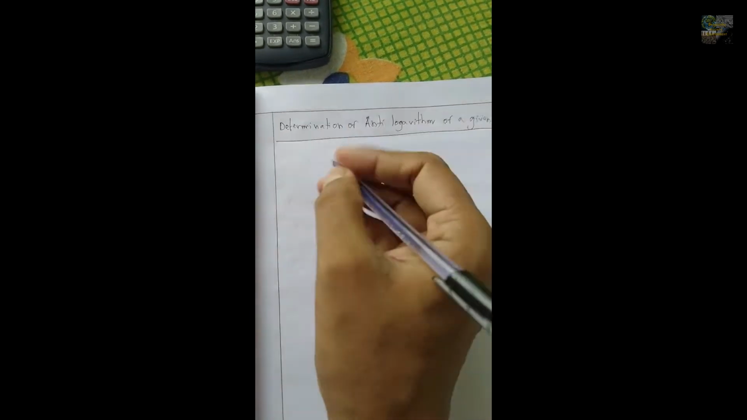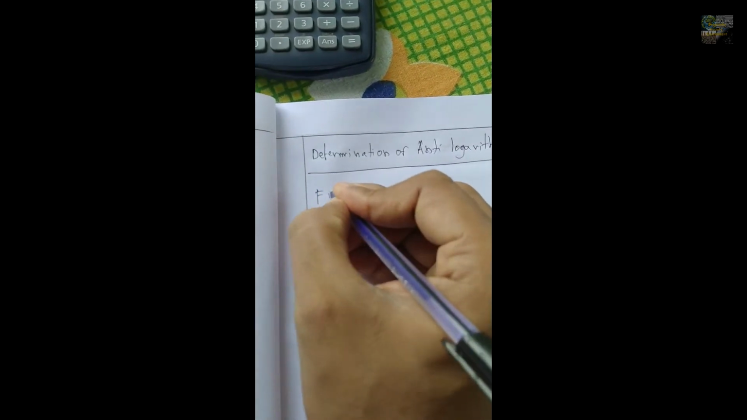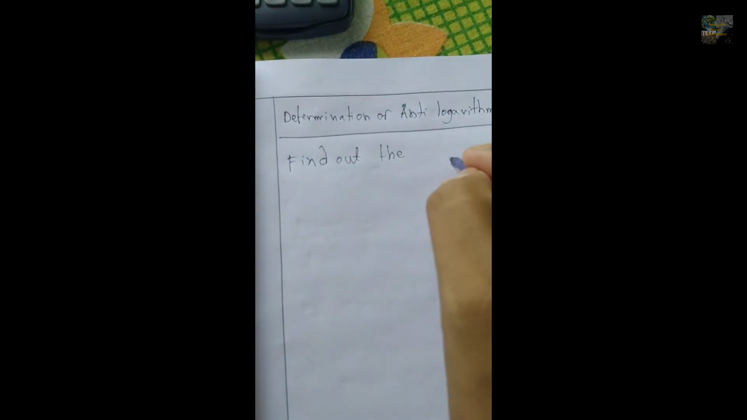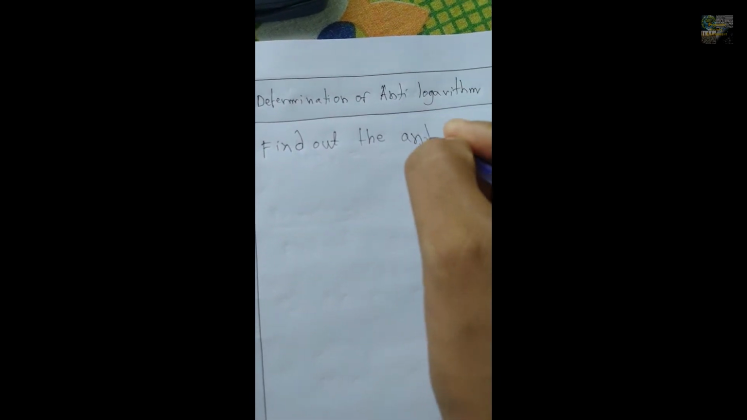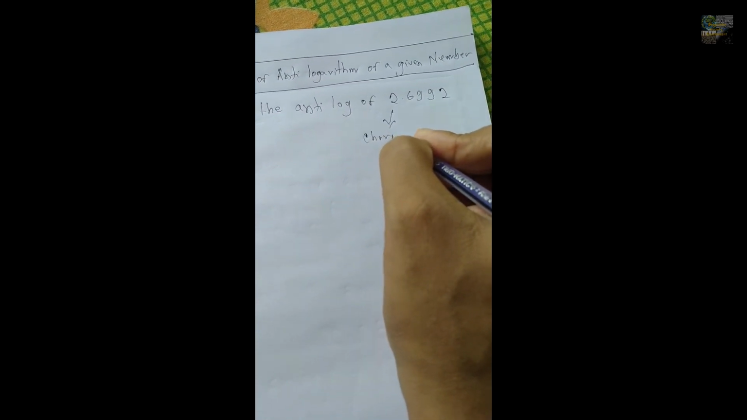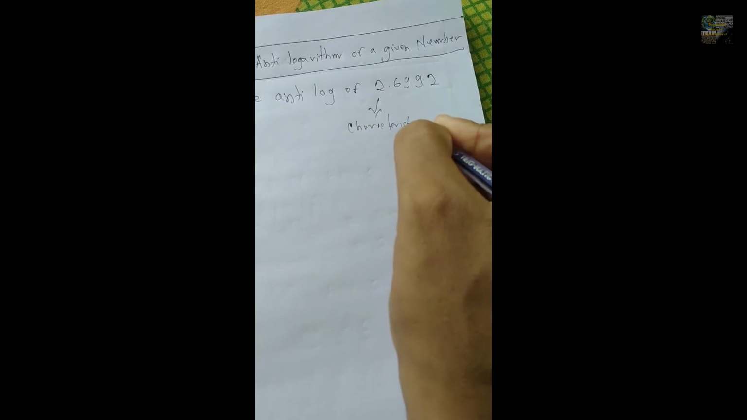So, find out the anti-log of 2.6992 using the standard anti-log table. We can see that here 2 is the characteristic and 0.6992 is the mantissa.